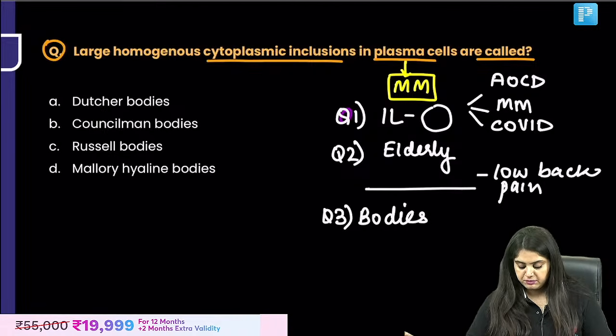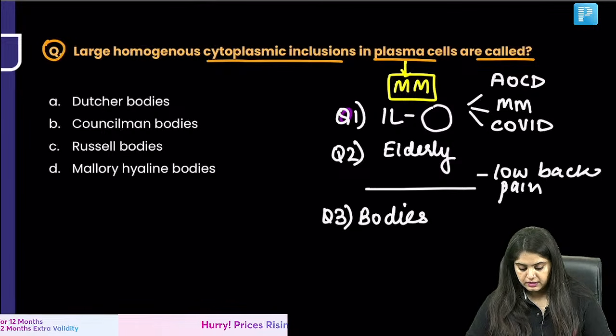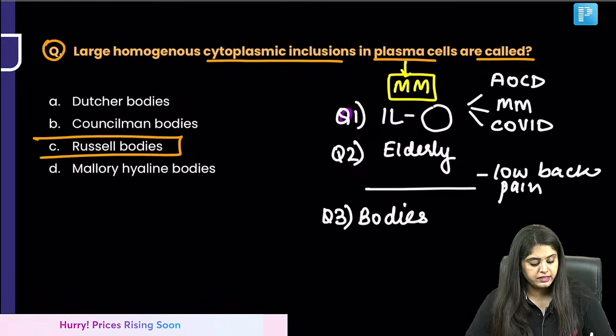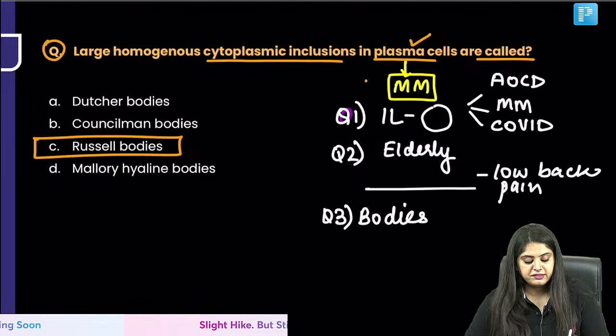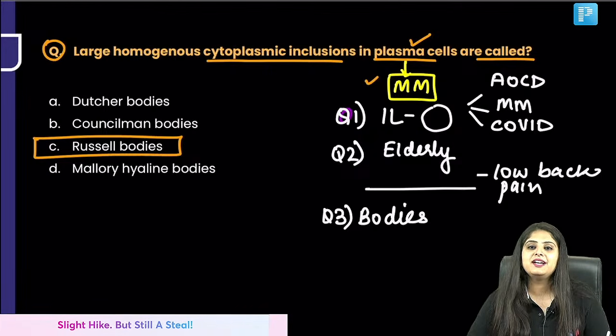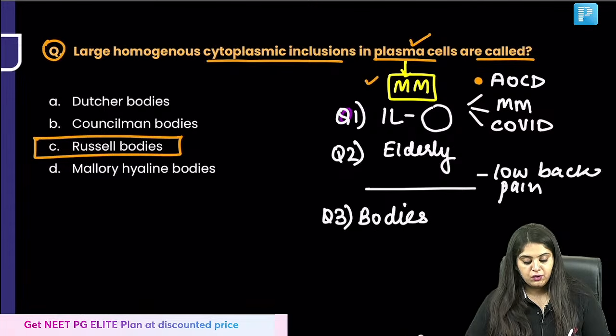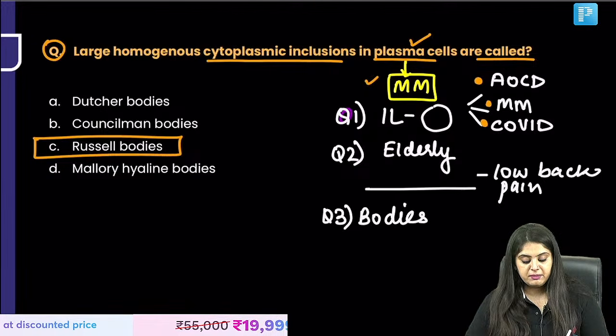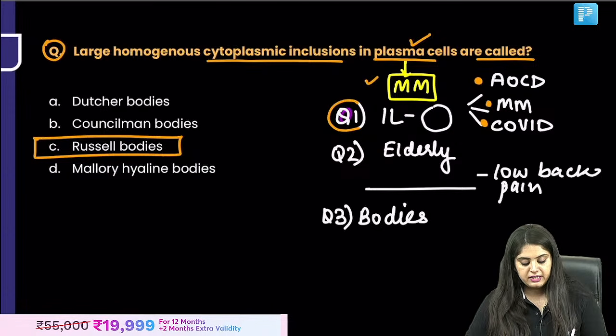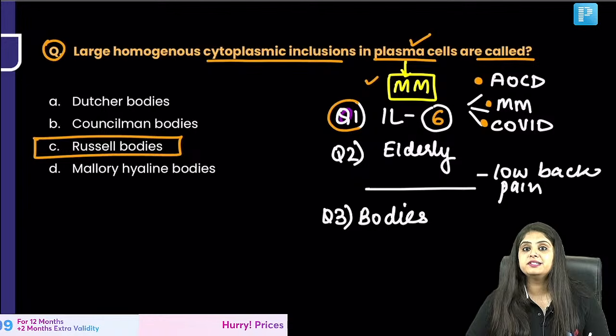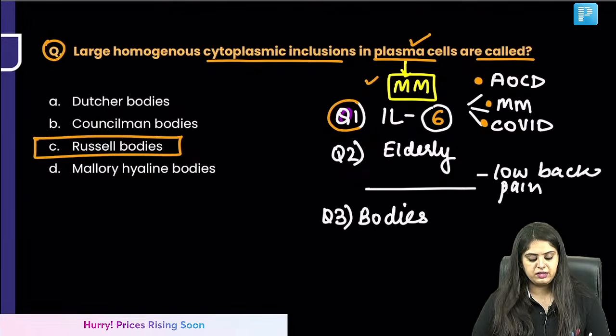Large cytoplasmic inclusions. See, you're saying Russell bodies? Okay. Yes, as soon as I say plasma cells, what are you thinking of? Multiple myeloma. Did I just now teach you this question? Whether it is anemia of chronic disease, or it is COVID, or it is multiple myeloma, which interleukin was helping in all of these? Ma'am, it was interleukin 6. Abhi bas 1 hour back you have taught us, okay?